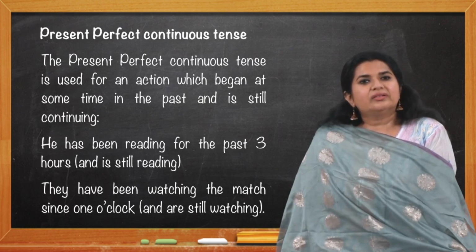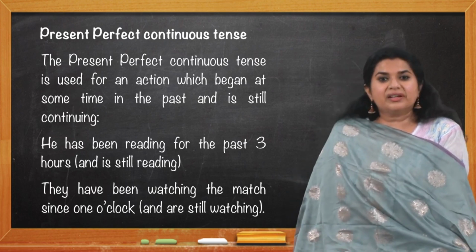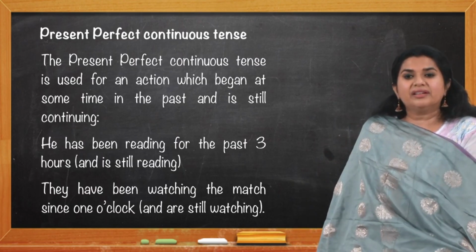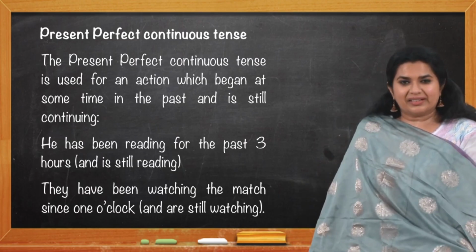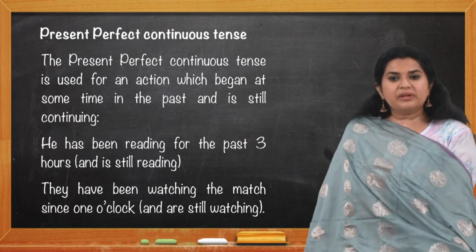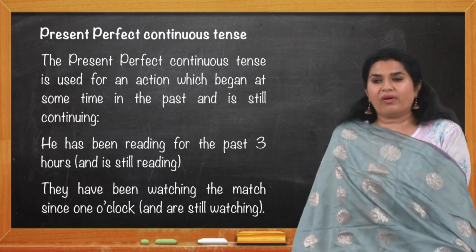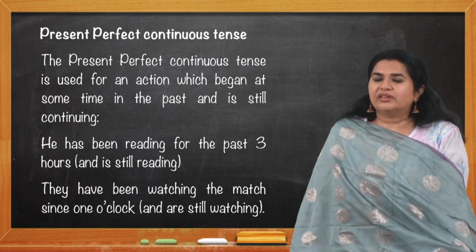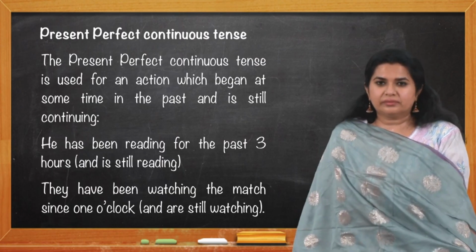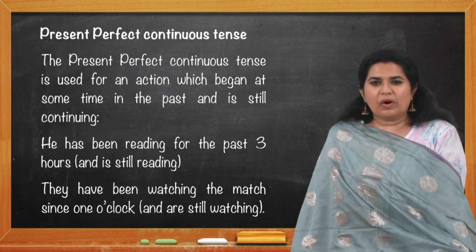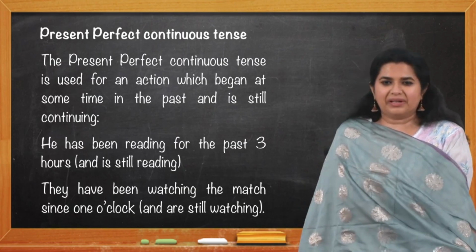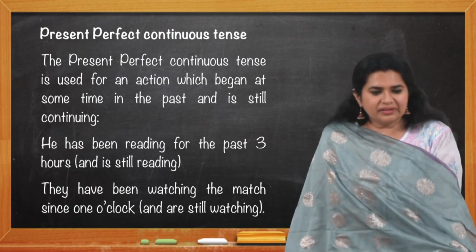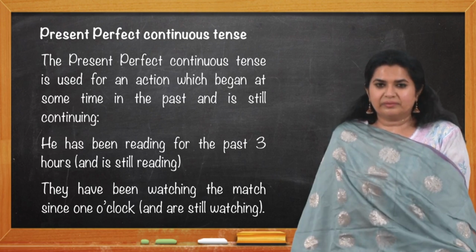The recording is going on. It is a present continuous tense. He has been reading for the past 3 hours and is still reading. That is the sense. They have been watching the match since 1 o'clock and are still watching. So, if the child has been playing some online games and is still playing, it is something that started in the recent past and is still going on.